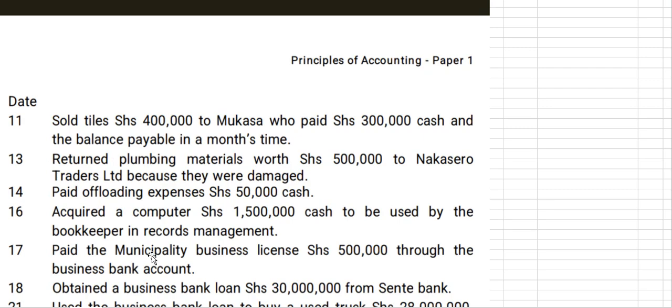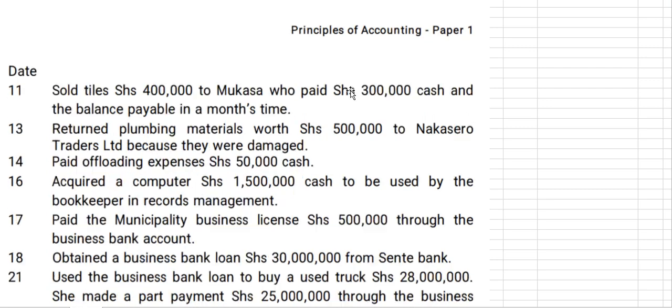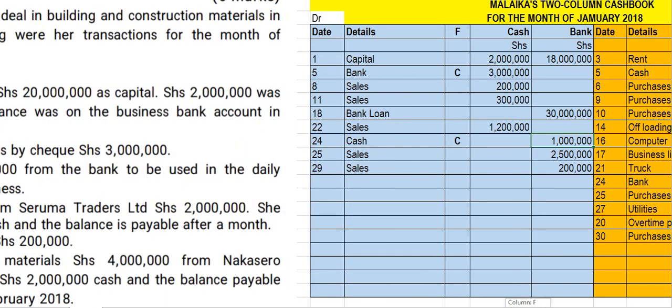Sold tiles shillings 400,000 to Kasa, who paid 300,000 cash and the balance payable in a month's time. In my cash book, I'll debit the cash book with sales. Then I record the amount of cash, that is 300,000. That is on 11th. My cash book has 11th, sales, 300,000 cash.